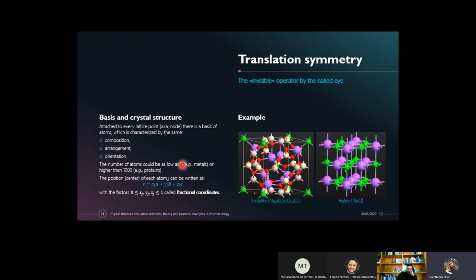So given the lattice, we can describe the position of each atom inside the structure by the so-called fractional coordinates. Okay, we don't use Cartesian coordinates, but fractional coordinates. And these values, x, y, and z, can vary between 0 and 1. Okay.